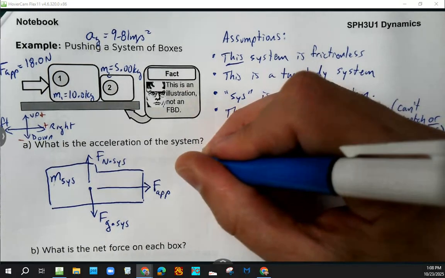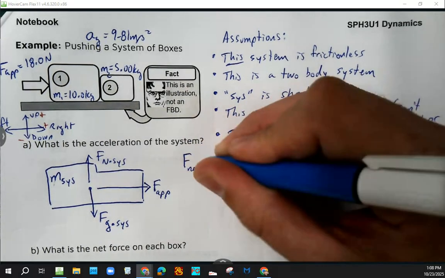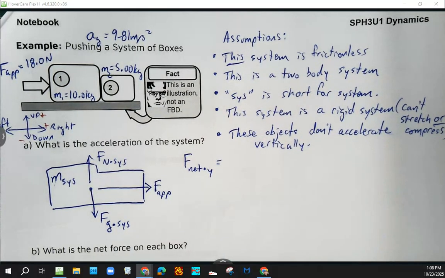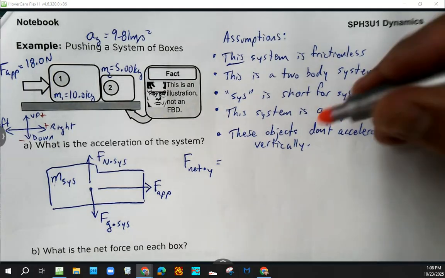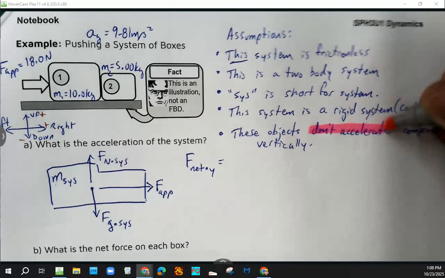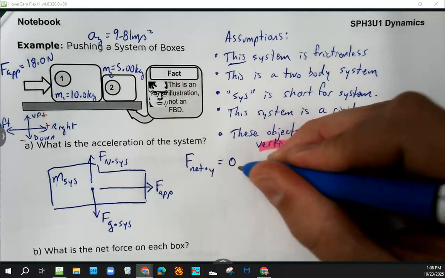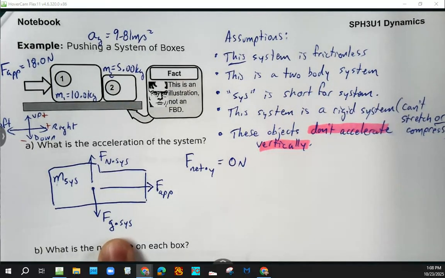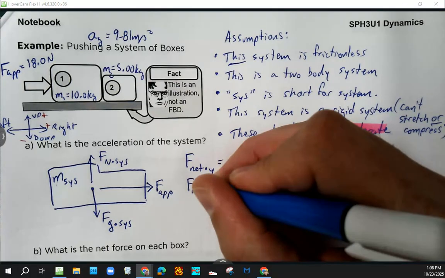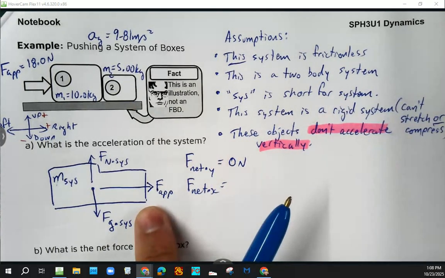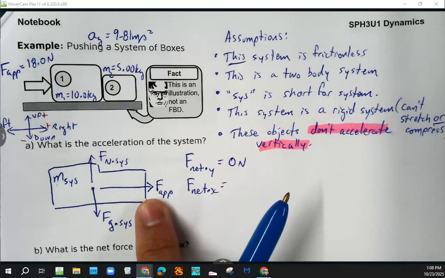Anyway, things that I could think through if I'm trying to figure out the acceleration of the system. F net in the y direction, based on this statement about not accelerating vertically, F net y must be equal to 0 newtons. In other words, the F normal for the system and the force due to gravity for the system must be balancing each other out, right? F net y would be 0. F net x, as I look at this, well, this is a pretty simple one. Isn't F net x just F applied? There's nothing else. There's no friction or anything.